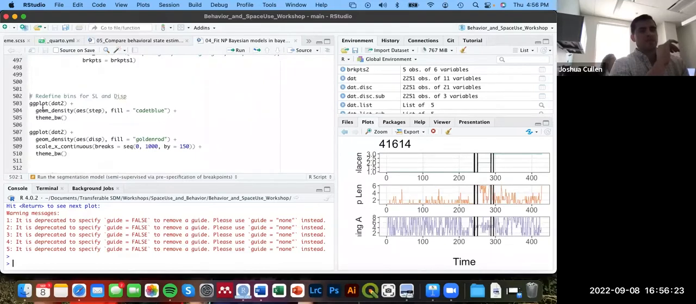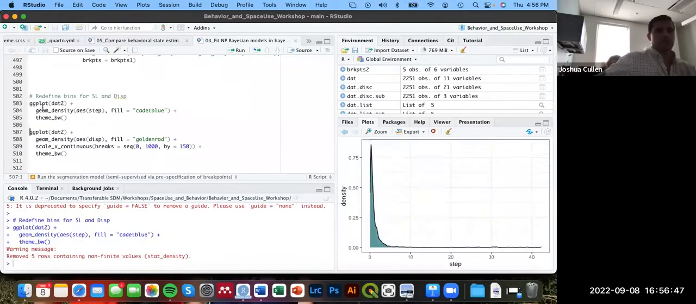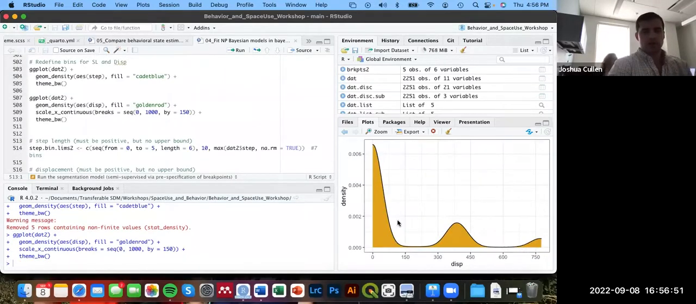But it seems like to maybe improve some of these breakpoints, I want to slightly redefine how I'm binning my data. If you're ever unsure about the breakpoints, or they don't match up with how you'd expect based on looking at these time series plots, the first thing you should always go back and do or modify is adjust these breaks, or the way you discretized your data set. So I'm going to look at the distributions again for step length and for displacement.